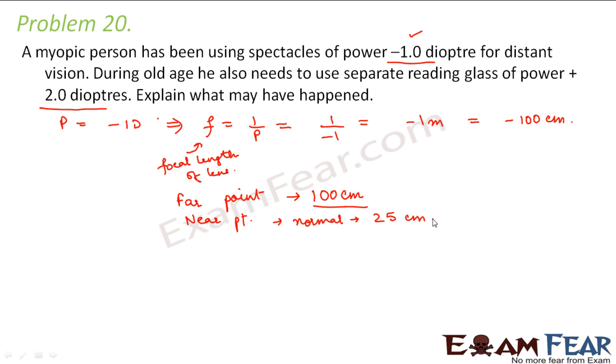Now if an object is placed at infinity, where is the image formed? The image is generally formed at the focus. Now if an object is placed at any point between 25 centimeter and 100 centimeter, the image is visible due to the flexibility of the lens. Because of the flexibility of the lens, if the object is located anywhere between this 100 centimeter and 25 centimeter, it is clearly visible. But if the object is placed closer than this near point, or farther away than this 100 centimeter, the visibility will decrease.